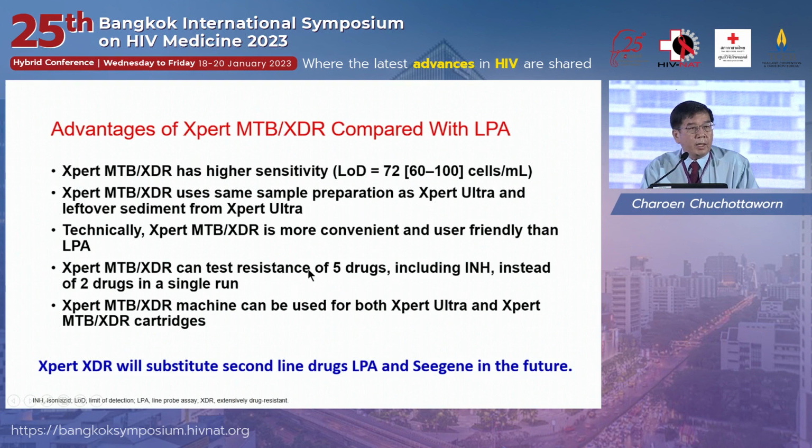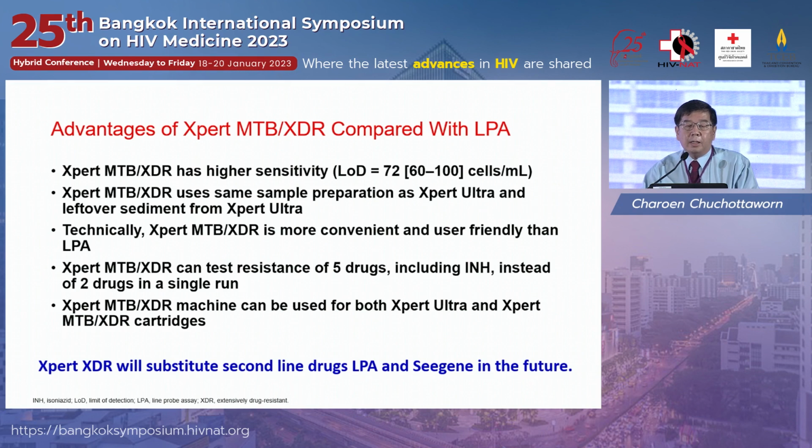The benefit of the Xpert XDR is that you can use the leftover sediment from the Xpert Ultra. So if you have enough leftover sediment, you can use it in the Xpert. It means that in just 4 hours, if you have the machine, you can know everything about the resistance based on this technique. And it's convenient for the sake of the patients, so that we can start the treatment very, very early.